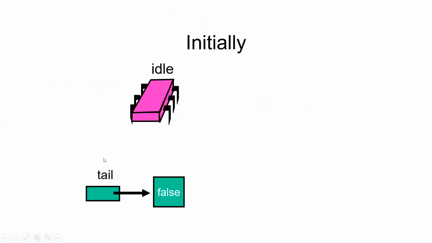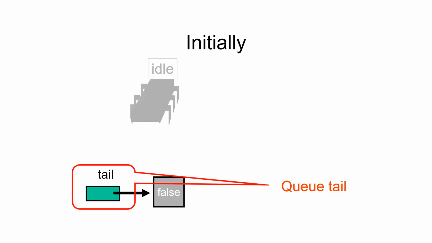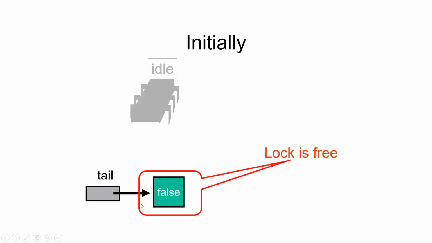Now here, initially, the tail is pointing to the false record. This is a false record and this is the tail. Now this particular thread is idle. Whenever any thread wants to enter into the critical section, it will create a QNode. Oh, sorry, this lock is false. So here false indicates that the lock is free.